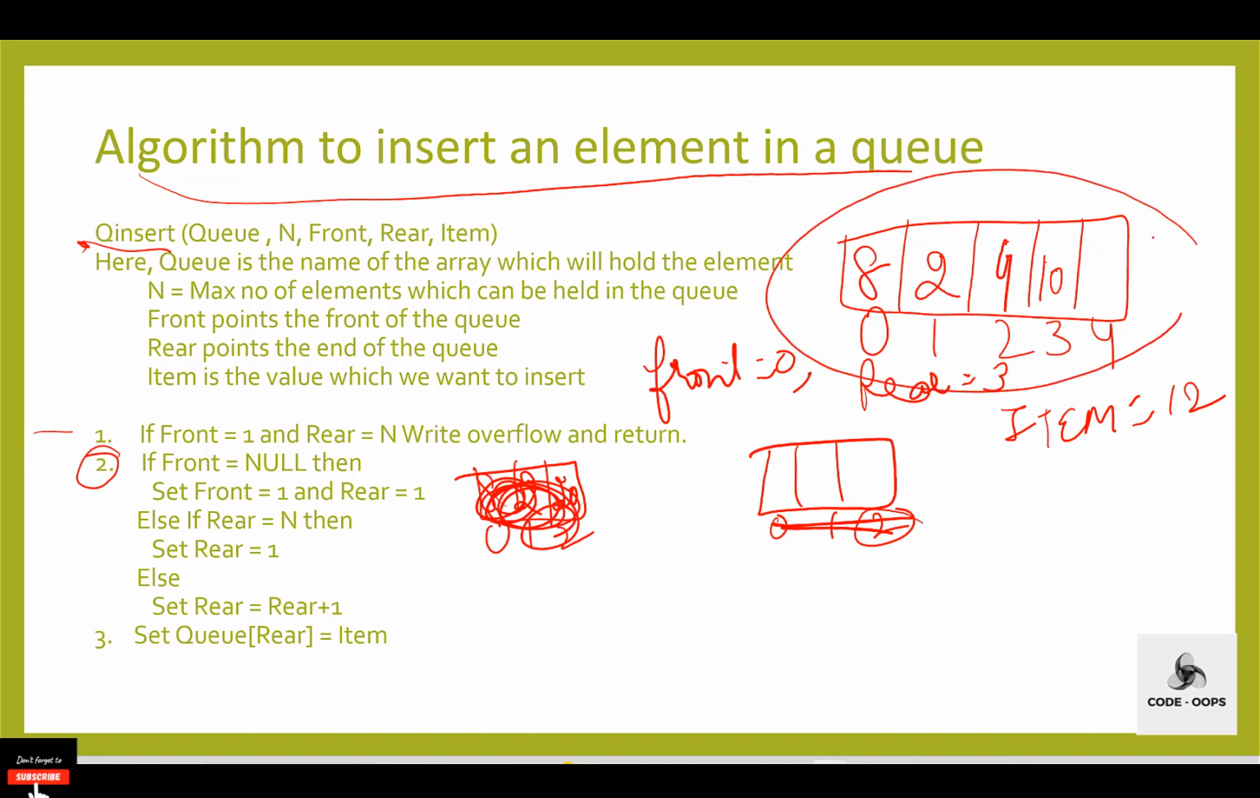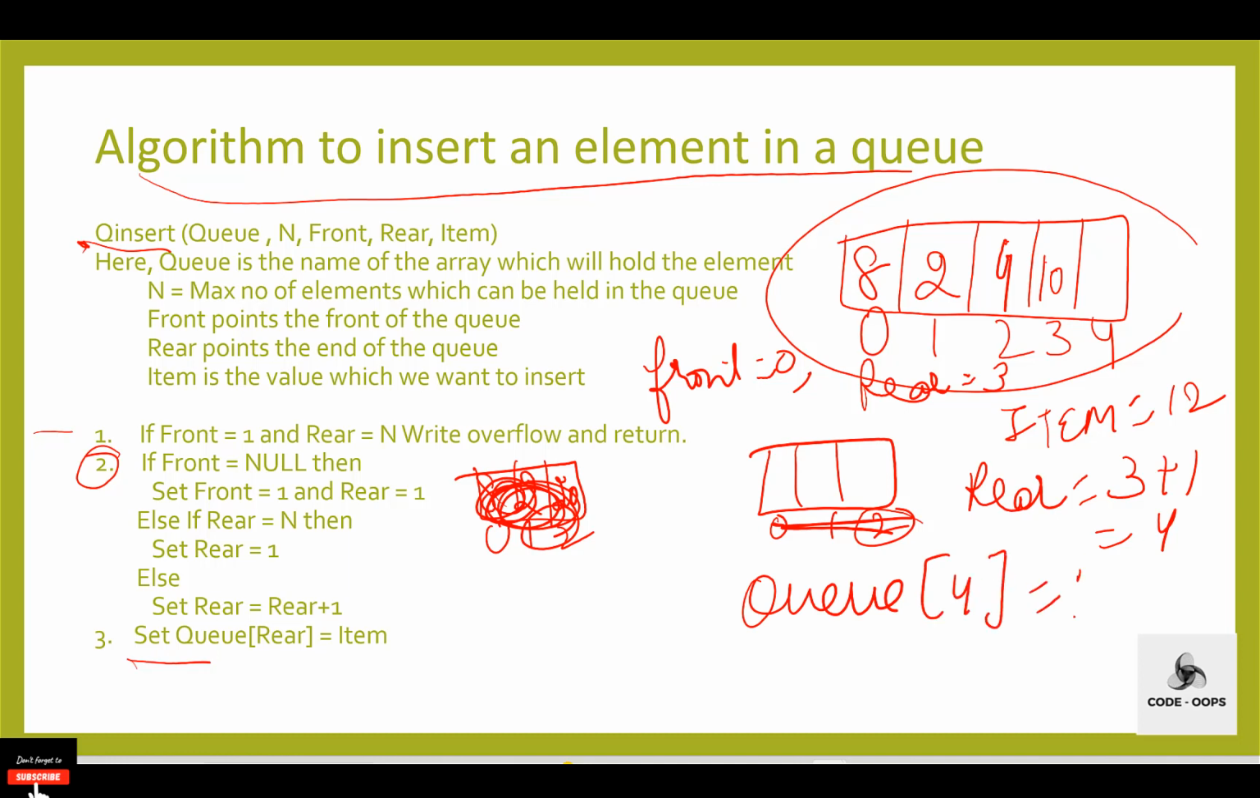Now in this case, all the conditions evaluate to false. Then the else part is to be evaluated. Set rear is equal to rear plus 1. Now in this case, rear is 3. Rear is equal to rear plus 1, 3 plus 1, 4. Then set Q of rear is equal to item. Q of 4 is equal to 12. This is the complete algorithm to insert an element into a queue.